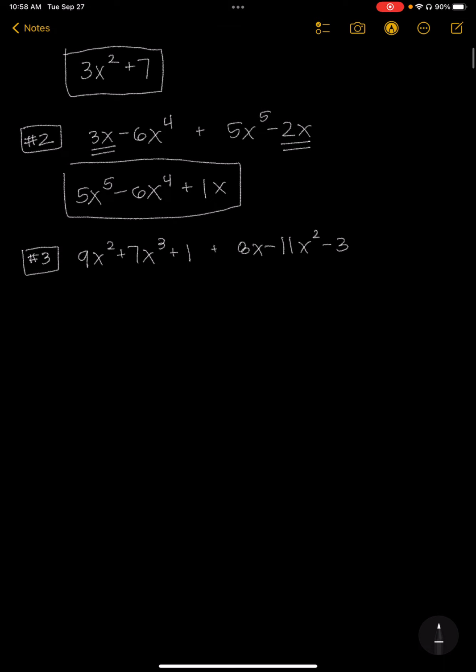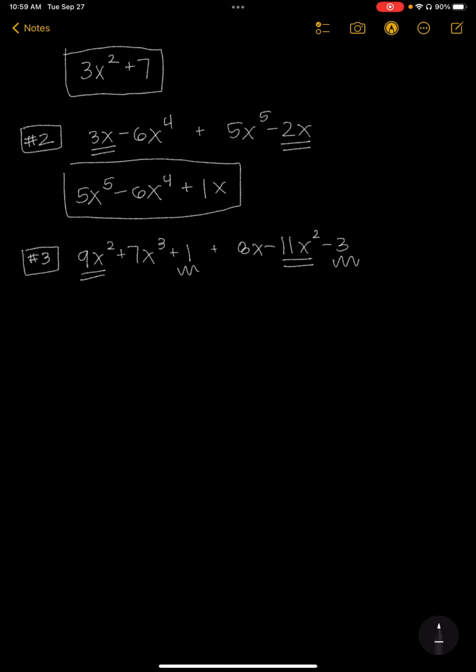So let's see, I see a 9x squared and a negative 11x squared. I also see a 1 and a negative 3. Now I have this 8x and the 7x cubed, and those ones aren't like terms, so we don't underline them. There's not another thing with an x cubed, there's not something with another x, so we just are going to leave those there.